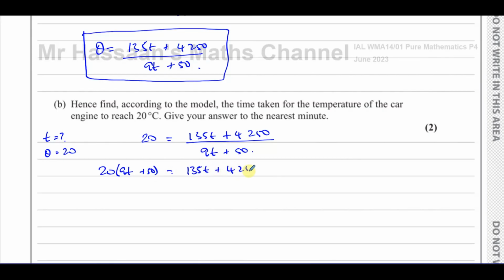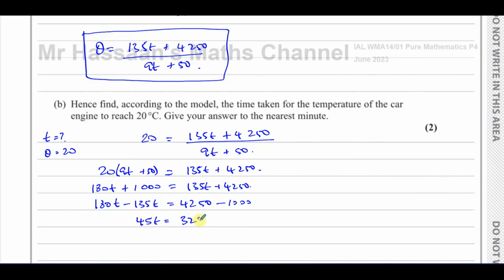So we have 20 times 9t plus 50 equals 135t plus 4,250. So that's 20 times 9, which is 180, times t, plus 20 times 50, which is going to be 1,000, right? 2 times 50 is 100 plus a 0, yes. And that's going to be equal to 135t plus 4,250. So you have 180t minus 135t equals 4,250 minus 1,000. So 180 minus 135, I think that's going to be 45, isn't it? That's 45t equals 3,250.